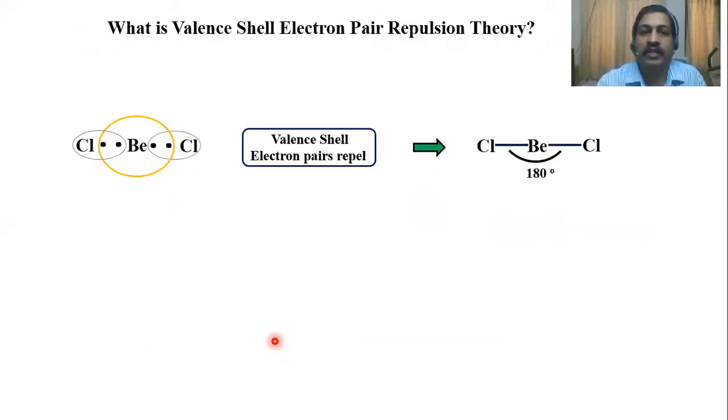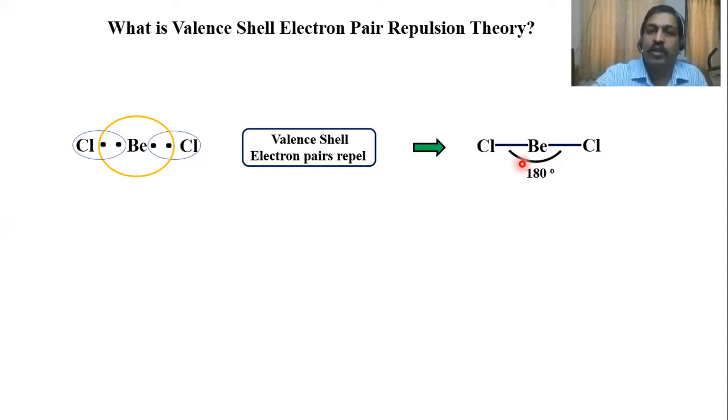Beryllium chloride. So in beryllium chloride, the central atom is beryllium. Around beryllium, there are two valence electron pairs. Now there will be repulsion between these two valence electron pairs. They can minimize the repulsion by maintaining maximum distance between them, and that is possible when the angle is 180 degrees. So beryllium chloride has a linear shape. In case of beryllium chloride, around beryllium there are only two valence electron pairs, so it is able to have a linear shape.